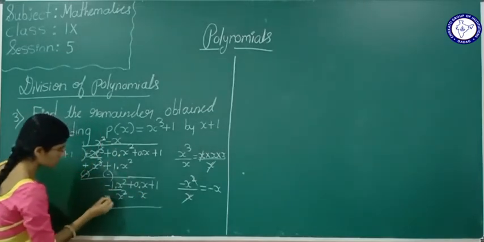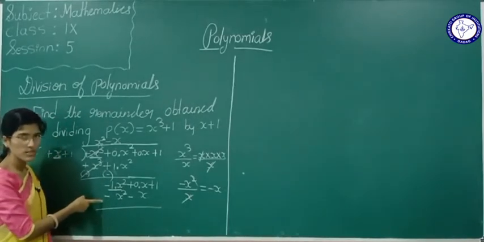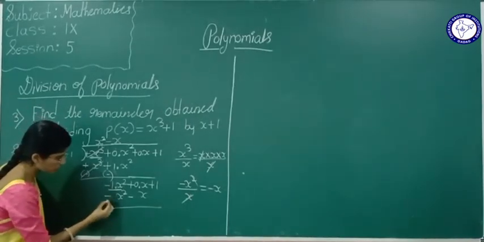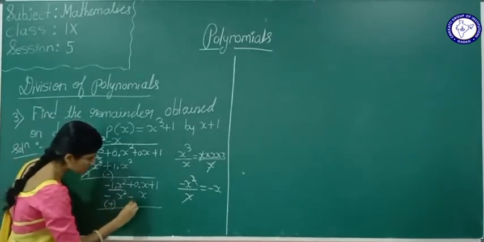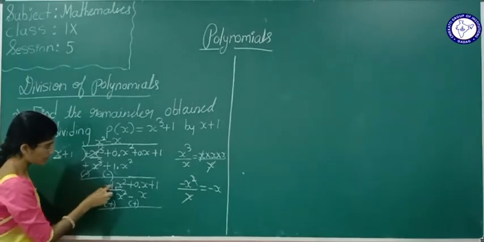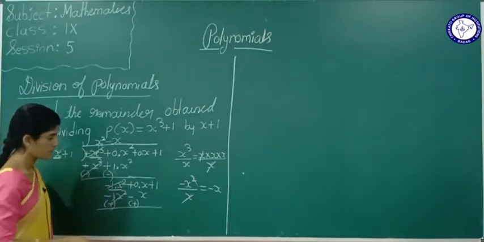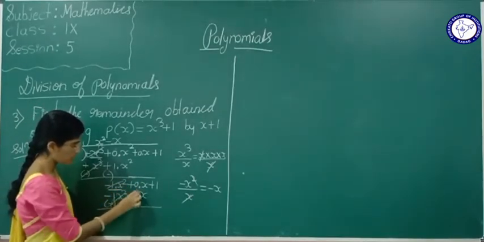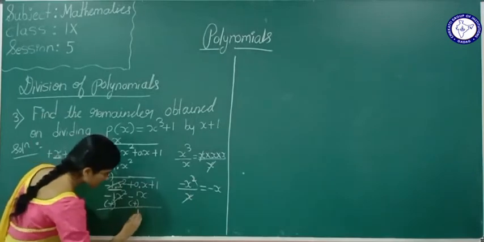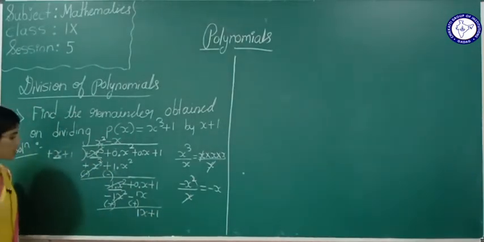Now change the sign, we have to do subtraction. While doing subtraction, we have to change the sign. Here minus means plus, and minus means plus. Minus 1 x square plus 1 x square will get cancelled. What is plus 0 plus 1? It will be 1 x plus 1. Again we got the new dividend.